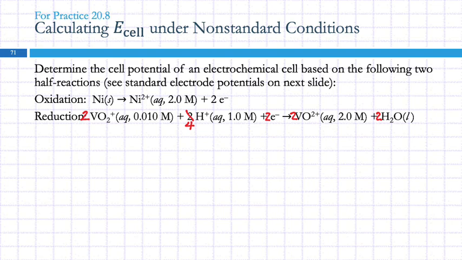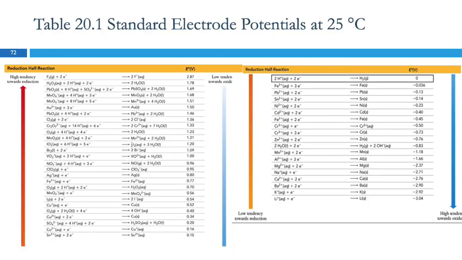So we need the cell potentials for these half reactions, which my little note says are on the next page, after we looked at the answer. Okay, so we've got the VO.